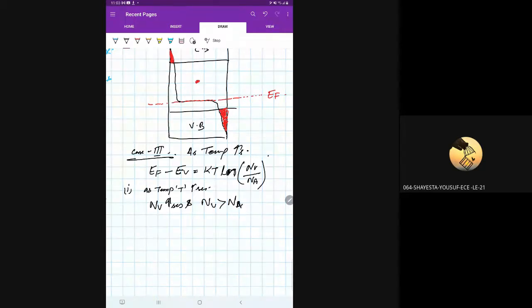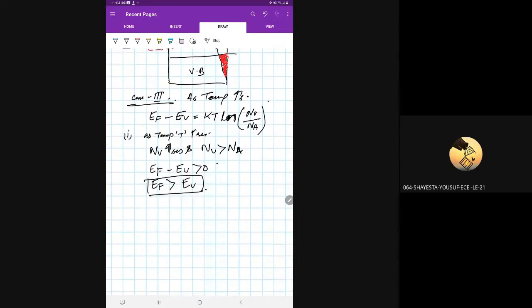Here we have a number of acceptor atoms because it is a p-type semiconductor. In that case, E_F minus E_V will be greater than 0. It will not be equal to 0. It will be some positive quantity because if we substitute the values into this, it will be greater than 0. Or we can say E_F is greater than E_V.